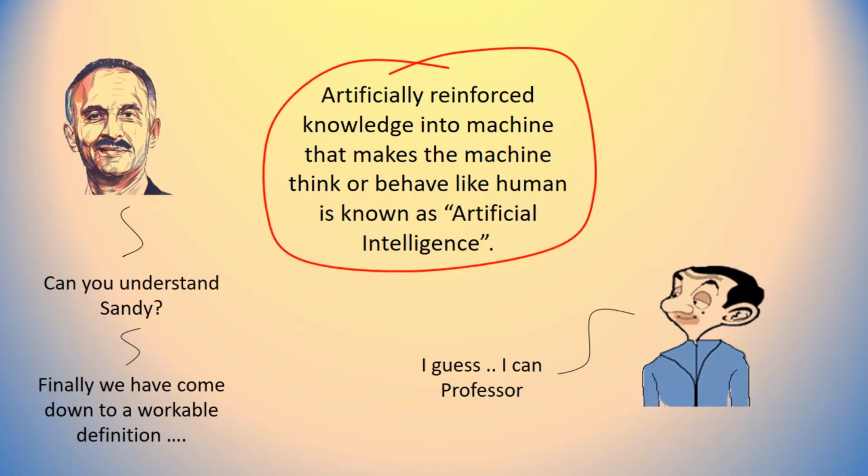Considering the above definitions, we came to the conclusion that all the above approaches have been followed in AI. A common workable definition can thus be taken as: artificial intelligence is the intelligence impregnated within a machine. The machine refers to a computer or any other similar microprocessor-based system. Here, it is to be understood that humans possess natural intelligence. Therefore, in short, the artificially reinforced knowledge in a machine that makes the machine think or behave like a human is known as artificial intelligence. So we have come up with a working definition at least.